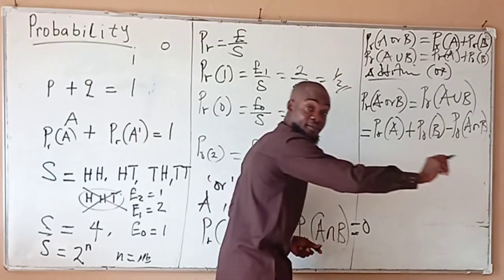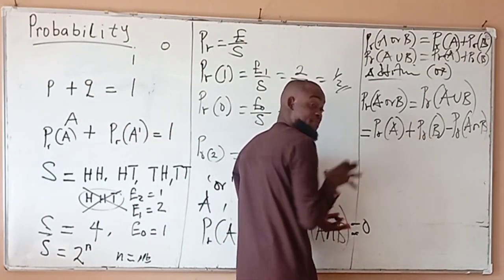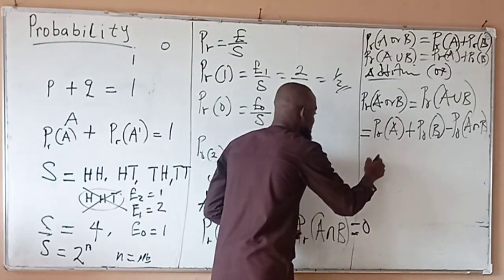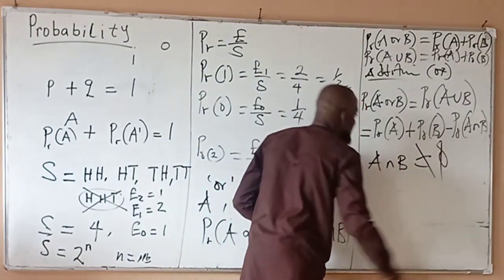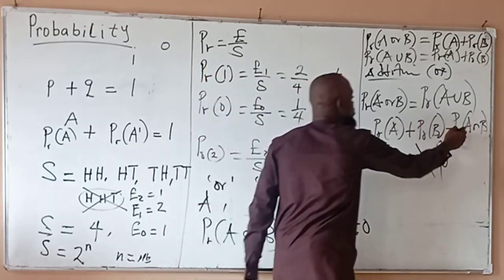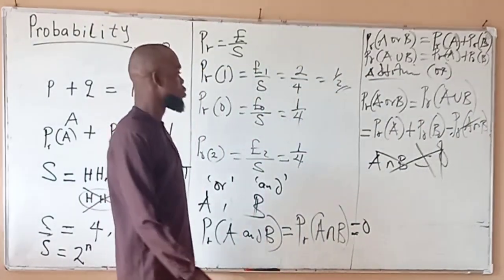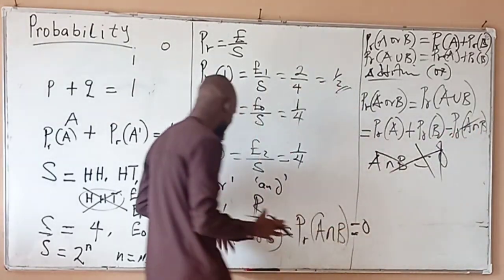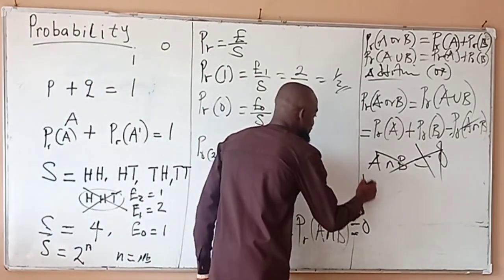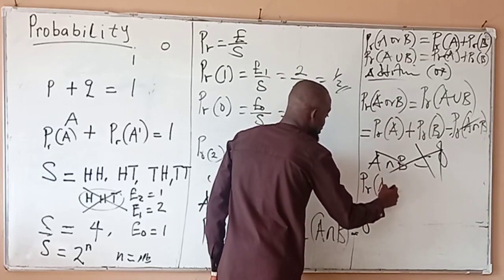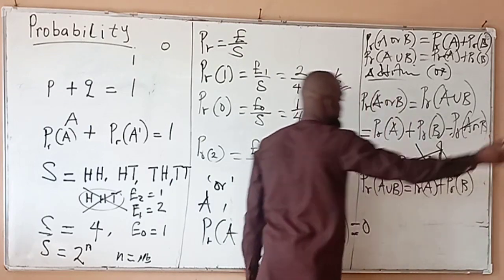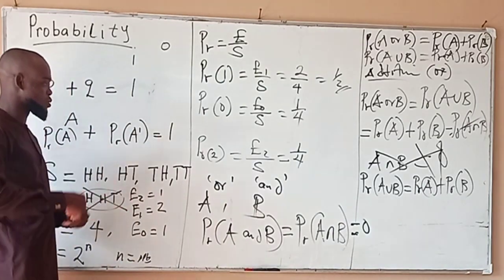Now, for mutually exclusive events, A and B cannot occur at the same time. So if A and B are impossible events, they cannot occur at the same time, so we will take this away. That means this one is 0. It's not possible, because we said for mutually exclusive events, A and B is equal to 0. So from this addition rule, probability of A union B will be probability of A plus probability of B. That is all, for mutually exclusive events.